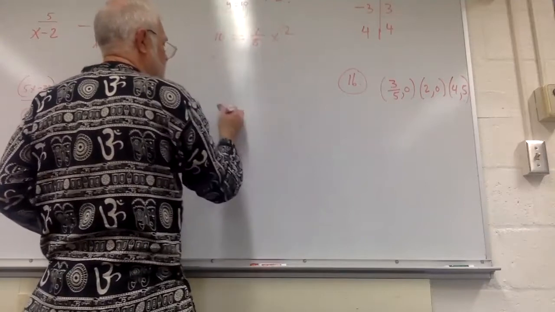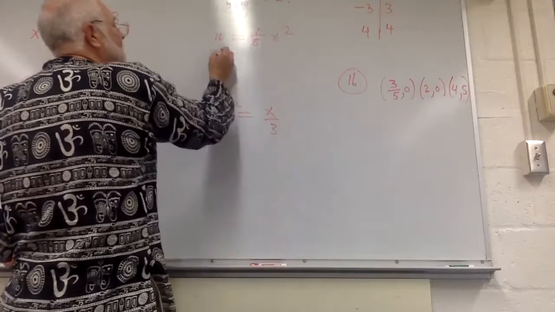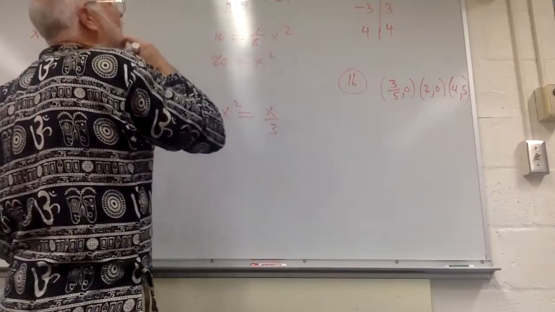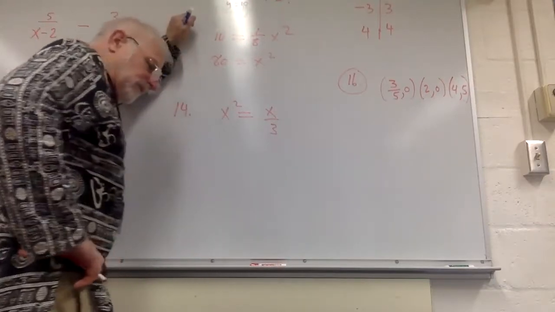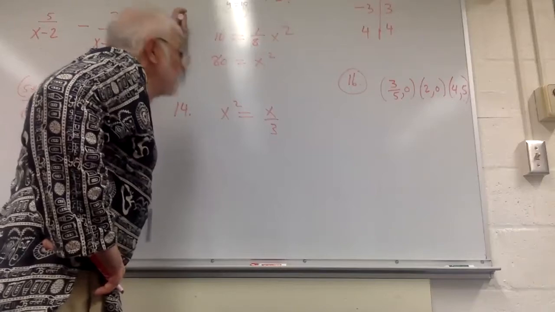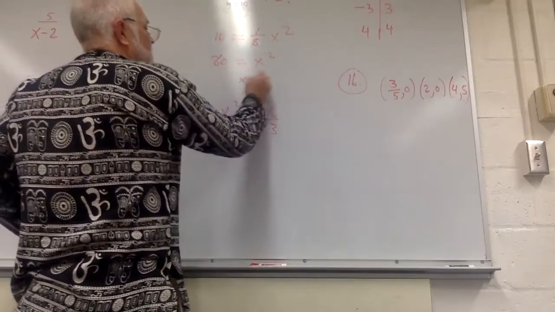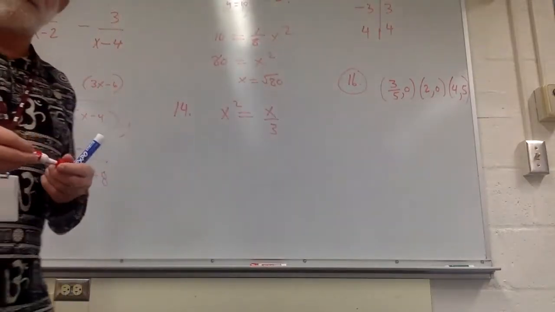And I just erased the problem. X squared equals x over 3. I saw it. So 80 equals x squared. My definitions here, I think we're only dealing with positive numbers here. Okay, so I'm not going to do plus minus. I'm just going to say that x is equal to the square root of 80. And I will check on that to make sure that I'm correct.